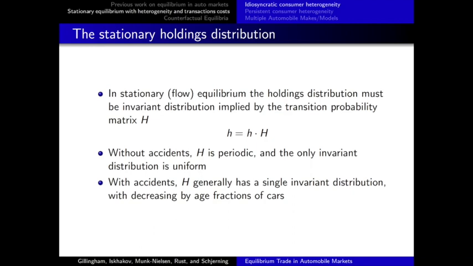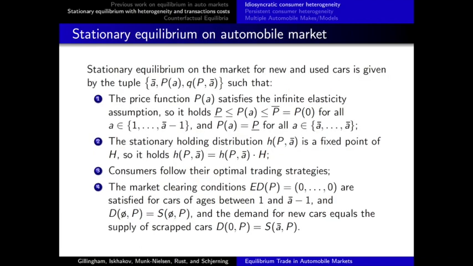Now, what if there are no accidents? It turns out that age is actually periodic, and the only invariant distribution is the uniform. So you would have to guess and verify, and put in the uniform distribution here and check if the equation holds, and it will. Otherwise you have a programming mistake.